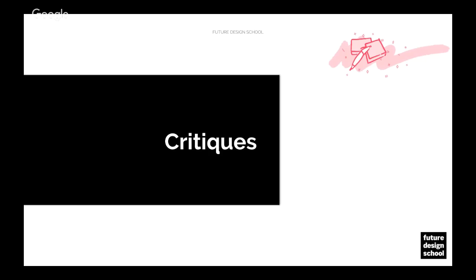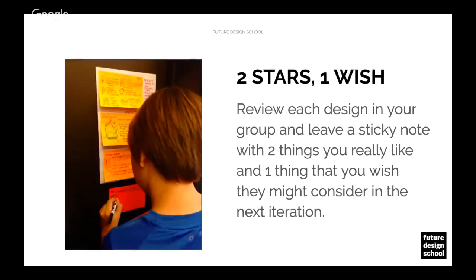The next step that you are going to be doing is critiques. And as I mentioned, I'm going to be assigning each and every one of you a partner for critiquing. And you're going to be doing critiques in 2 stars and 1 wish format. So you're going to review each design in your group. So in this case, you're just going to be reviewing your partner's design and their storyboard. And you're going to leave an online comment using the comments feature, writing 2 things that you really like and 1 thing that you wish they might consider in the next iteration.